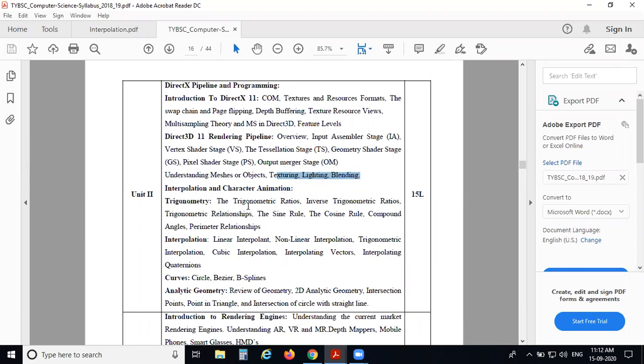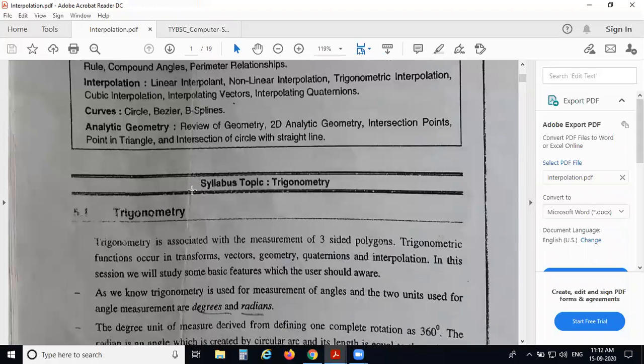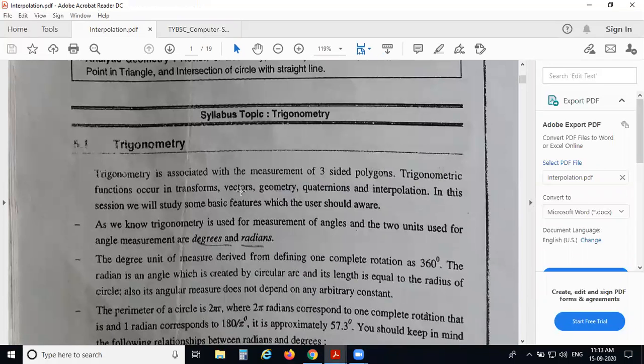In the trigonometry chapter, we study trigonometric ratios, inverse trigonometric ratios, trigonometric relationships, the sine rule, cosine rule, compound angles, and perimeter relationships. So we move towards the chapter trigonometry. Trigonometry is associated with the measurement of three-sided polygons. Trigonometric functions occur in transforms, vectors, geometry, quaternions, and interpolation.